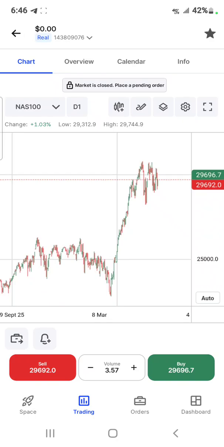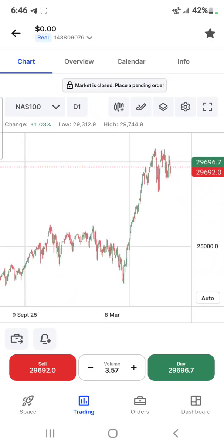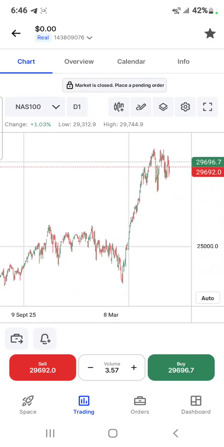Today I want to conduct a top-down analysis on NAS 100. Some people call it US 100, some call it NAS 100. Let's just do a quick top-down analysis and find an entry.